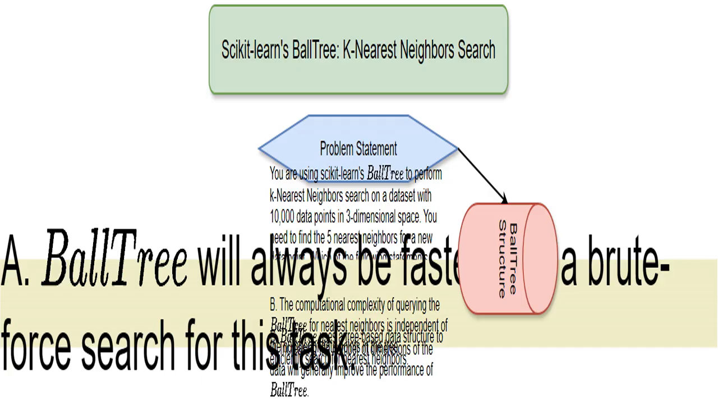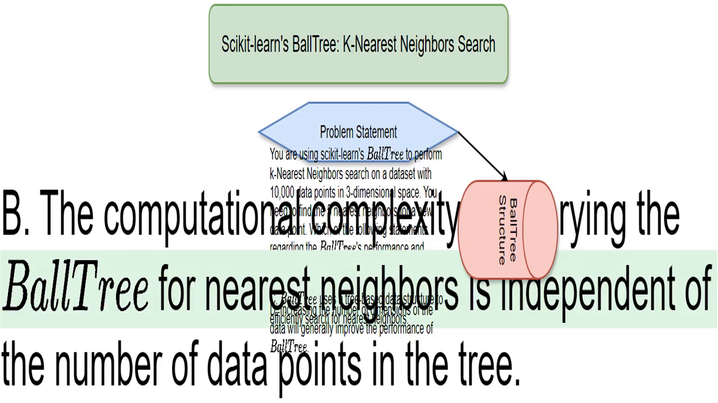Statement A claims BallTree is always faster than brute force, checking every point. Is that always true? We'll explore this considering the number of data points, 10,000, and dimensions, 3. Statement B asks, does the time BallTree takes to find neighbors depend on the number of data points, 10,000? What's the time complexity relationship?